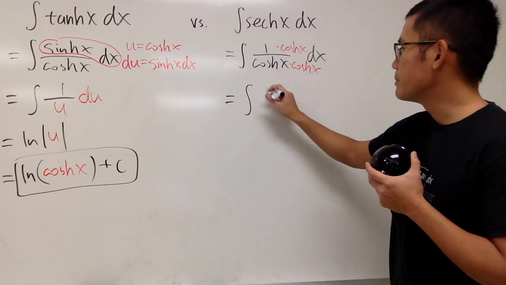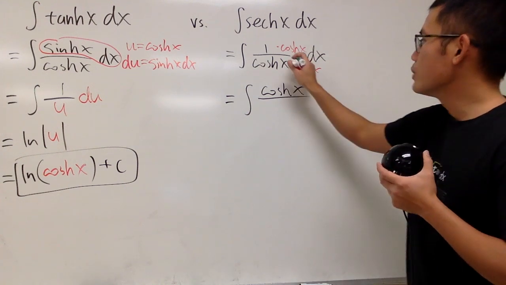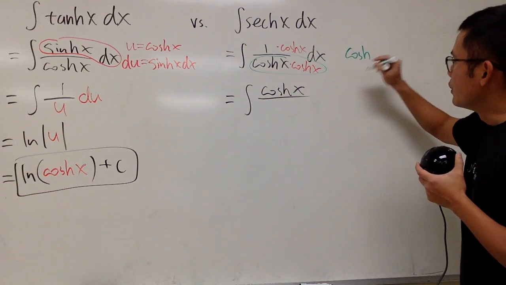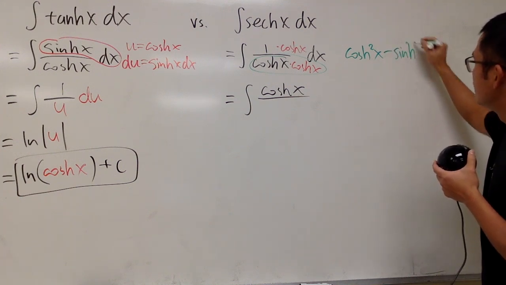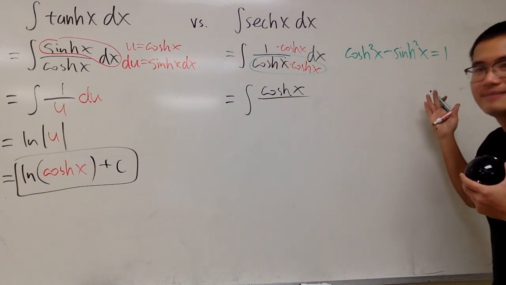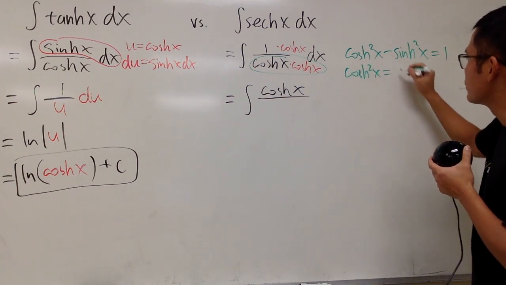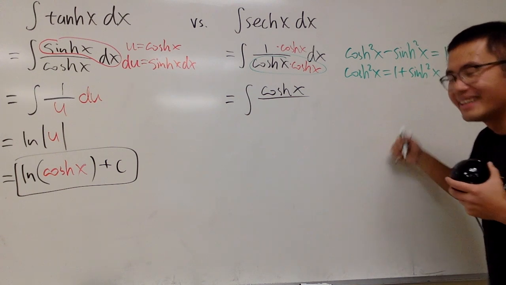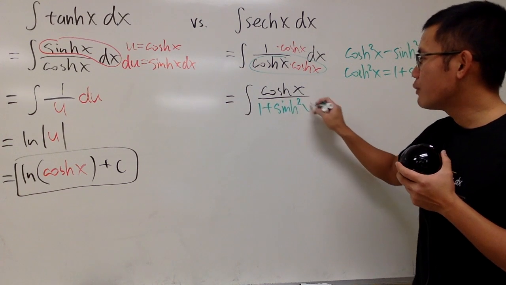Well, have a look here. This is the integral. On the top is cosh x over, on the bottom, notice that this is just cosh squared x. And let me write this down right here for you guys. Recall that cosh squared x minus sinh squared x gives us 1. And of course, we can add sinh squared x on both sides. So we can say cosh squared x is equal to 1 plus sinh squared x. Much better.